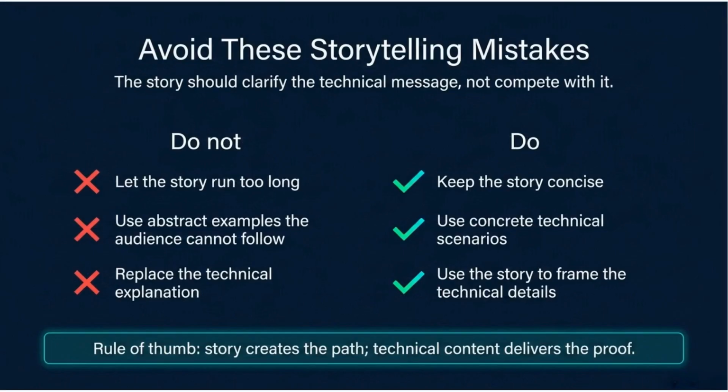Storytelling can backfire if it is not disciplined. One common mistake is letting the story run too long. The audience came to learn the technical concept, not to hear a long side story. Another mistake is using an example that is too abstract or disconnected from the topic. The audience should quickly see the connection. Finally, do not let the story replace the technical explanation. In a strong technical presentation, the story creates the path, and the technical content delivers the proof.